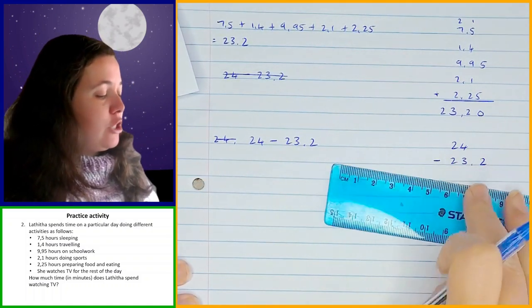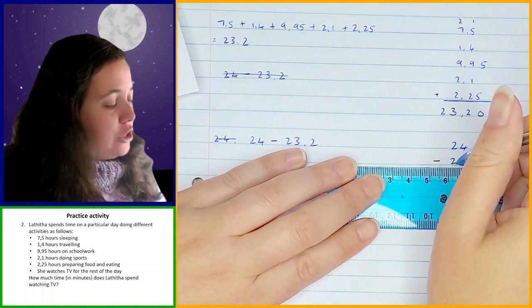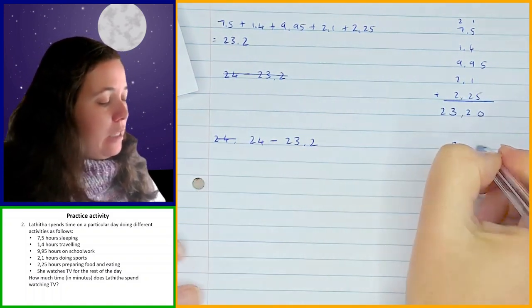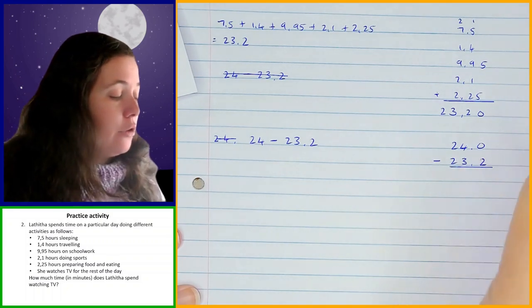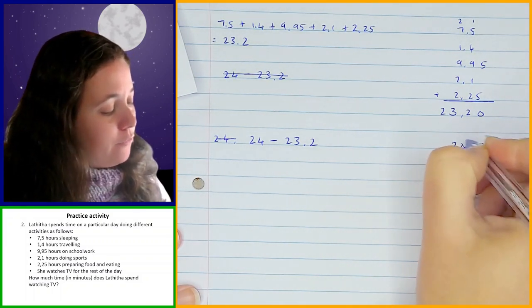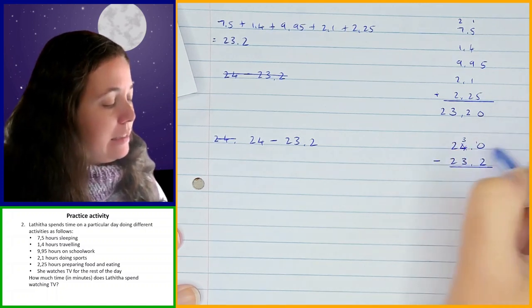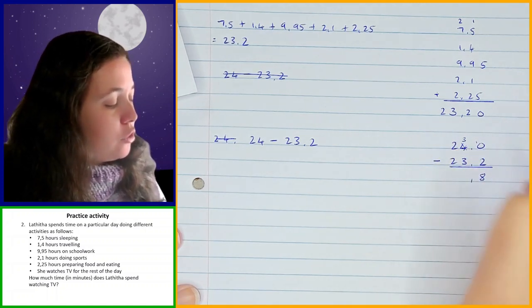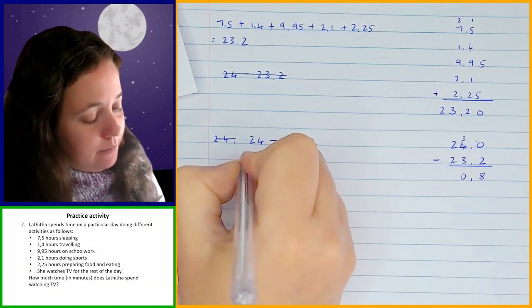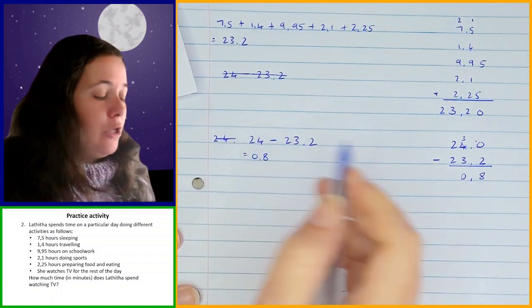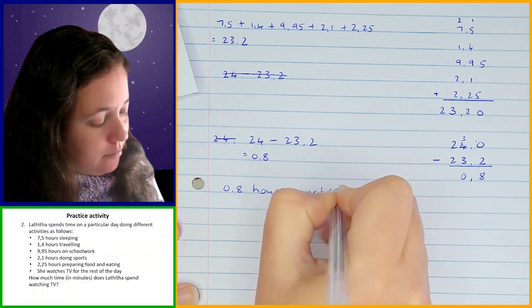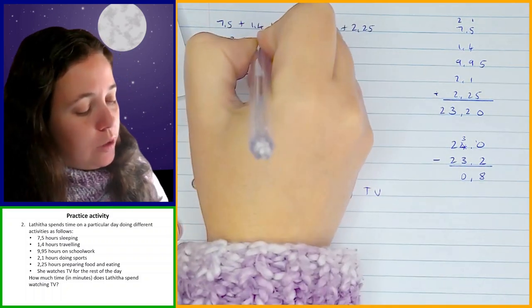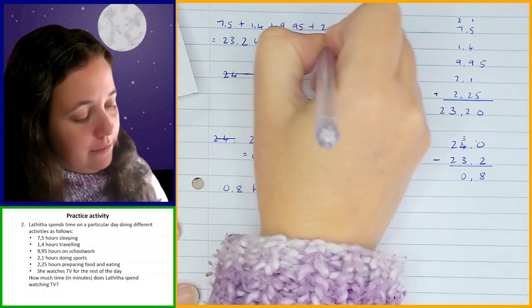Now remember, when we're doing subtraction, if I've got nothing above a particular digit that I need to subtract, I'm going to put in a zero there. So I've got comma zero, so that I can borrow and put what I borrowed on there. I'm going to borrow from the 4, giving me 3 over there. Then I put the 1 over there, that's 10. So 10 minus 2 is 8. Then I've got comma, 3 minus 3 is nothing, and 2 minus 2 is also nothing. So that gives me 0.8. Okay, so now I know that she spends 0.8 hours watching TV. Over here, this was 23.2 hours not watching TV.